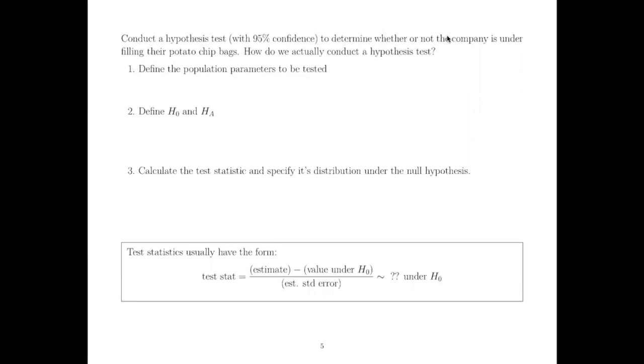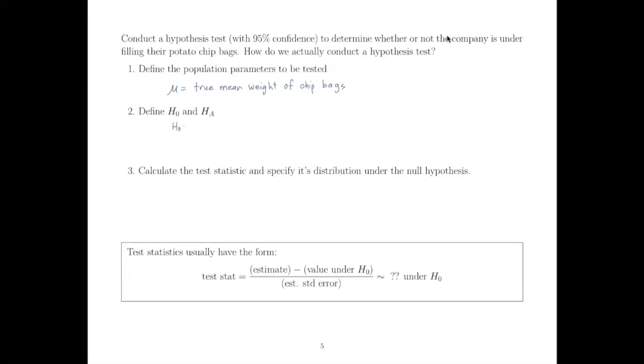So in this case, let me just remind you of the data, right? We were interested in the population parameter mu, right? That was the true mean weight of the chip bags manufactured by this particular company, okay? So that's the characteristic that we're interested in. I've written down the population parameter mu, and I've written it out in words what that mu in this case means. Next, we want to define the null and the alternative hypothesis.